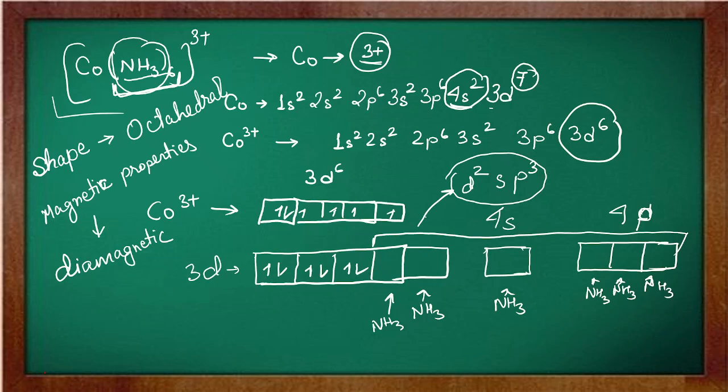Here it was a strong field ligand. Now another one I'll do using a weak field ligand. Suppose let us take another example, an example of fluorine. Let me do another question for you all. Suppose cobalt and 6 fluorine, and suppose this has a charge of 3 negative.